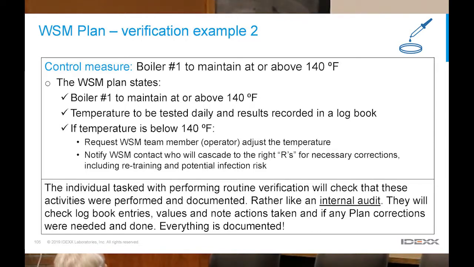Did the person check the temperature every day? Was it at least 140 or 60 Celsius? And if it wasn't, were the correct actions taken, right? And again, everything is documented. So the verification, in case you haven't got the message, is the internal audit.